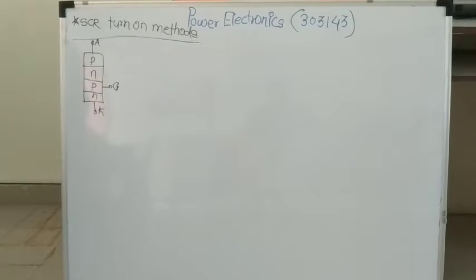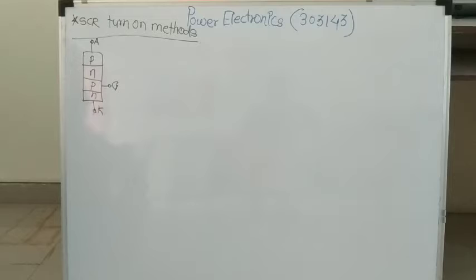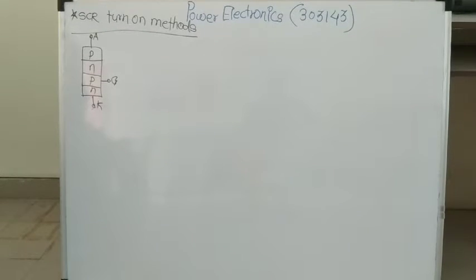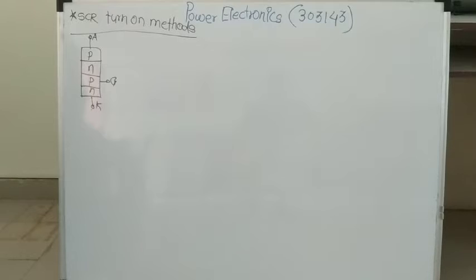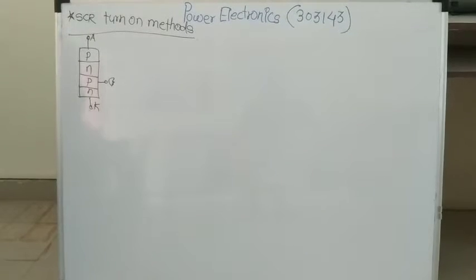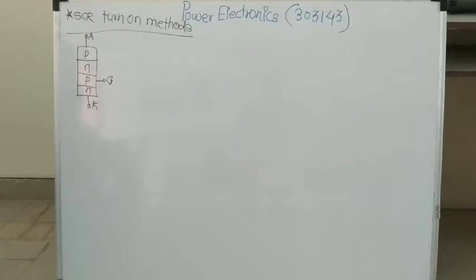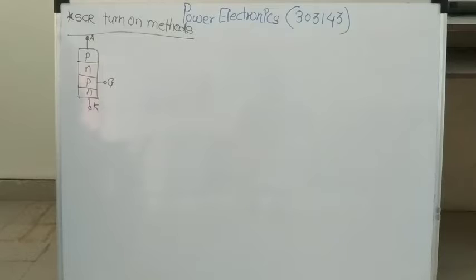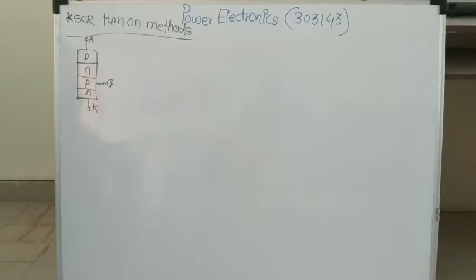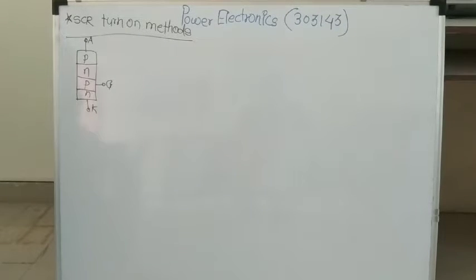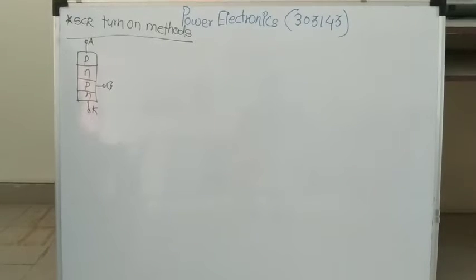Now, expecting these methods, there are different methods also. For example, if I use SCR and it is kept at high temperature, or another way that I use SCR and light gets incident on this SCR, then will there be any effect on SCR? Yes or no? To see this, we have to see the different turn-on methods.